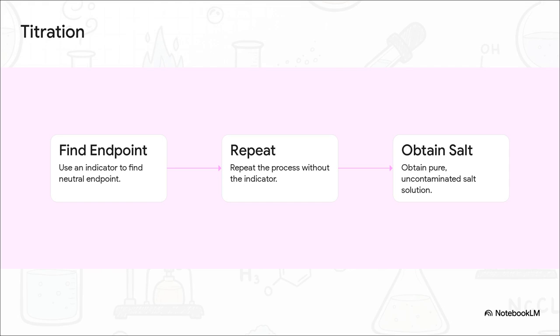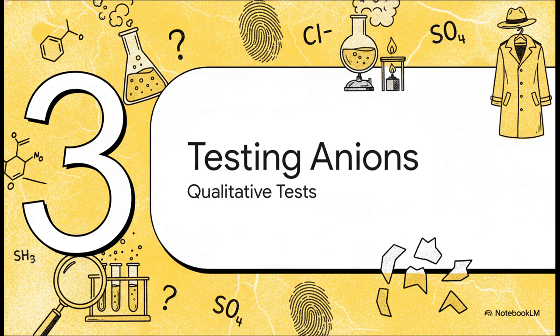Our final recipe is the titration method. You use this exclusively when you're making a soluble salt from a soluble alkali and an acid. Since everything dissolves perfectly here, you can't just filter out the excess like we did in the last method. So step 1 requires some real precision. You use an indicator to find the exact neutral endpoint where the alkali and acid perfectly balance each other out. Step 2, you repeat those exact same volume measurements from your practice run, but this time without the indicator. Why? Well, leaving the indicator out allows us to obtain a perfectly pure, uncontaminated salt solution that's ready for crystallization.